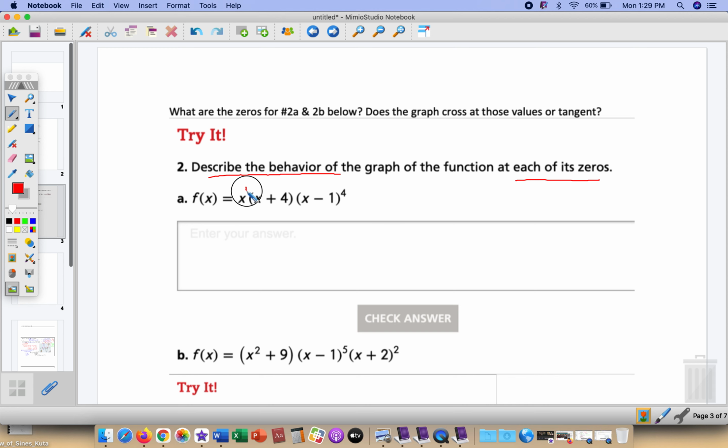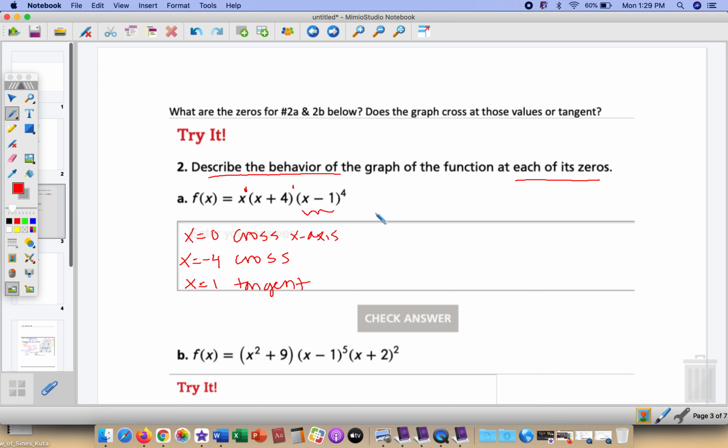Well, above the quantity x plus 4 we have a 1, and above the quantity x minus 1 we have a fourth power. So at x equals 0, we know we are going to cross the x-axis. We know at x equals -4, we're going to cross. And we know at x equals 1, we're going to be tangent.